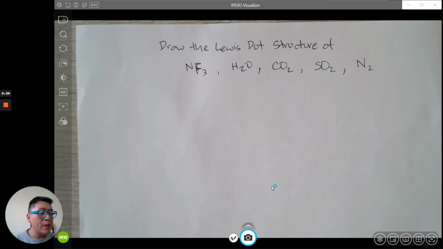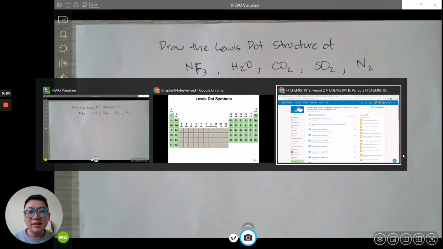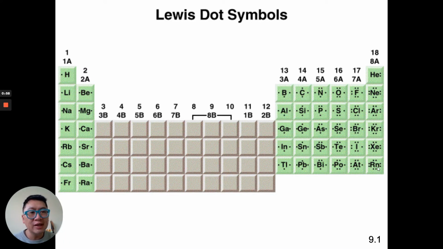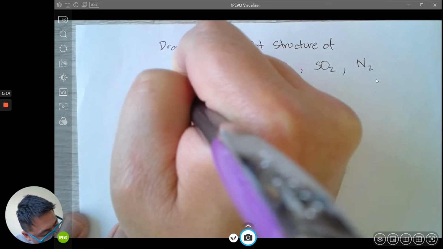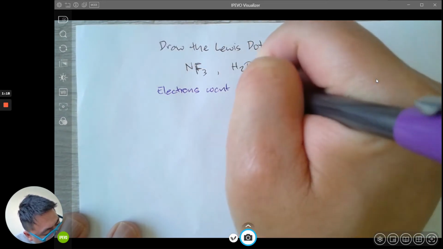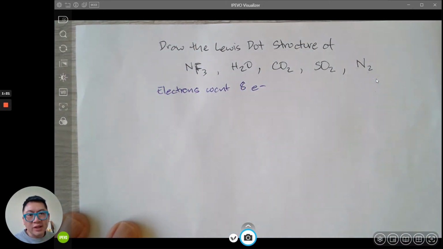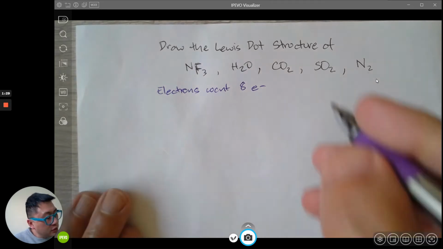Before I do that, just a quick review. When I draw the Lewis dot structures, I want everything to have 8 outer electrons, 8 valence electrons, because the most stable atoms have 8 outer electrons, which is really the same as the noble gases. The exception is hydrogen, which only needs 2 electrons. Actually, maybe I should review all this, so I'm going to write that down. Atoms want 8 valence or outer electrons, e minus for electrons. All atoms want to have 8 outer electrons. It's also known as the octet rule.